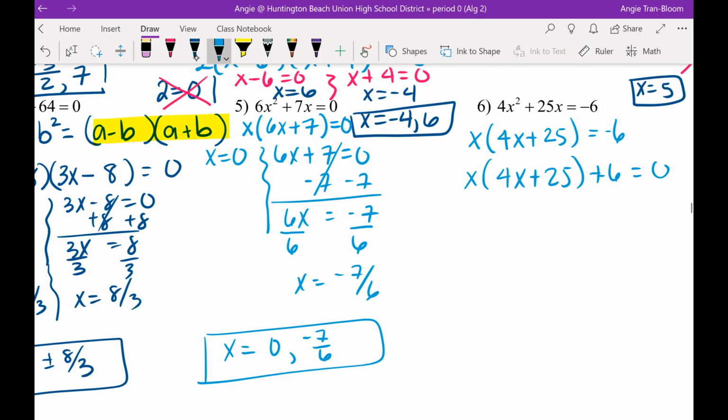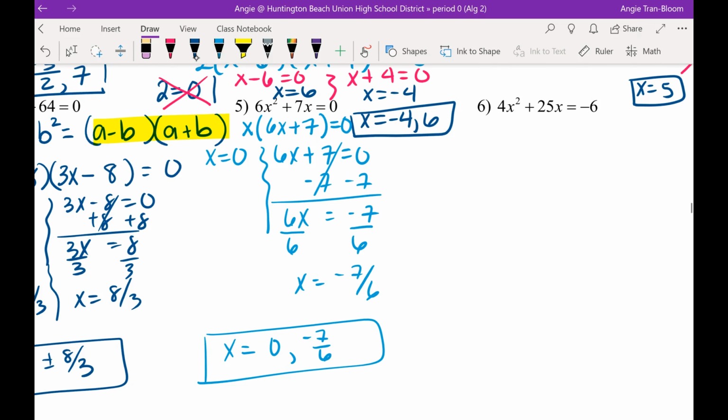So when it equals something, try to make sure it equals 0 first, because that's the only way that we can use the zero product property, okay? So add 6 to both sides like Joey said. So now we end up with 4x squared plus 25x plus 6 equal to 0.